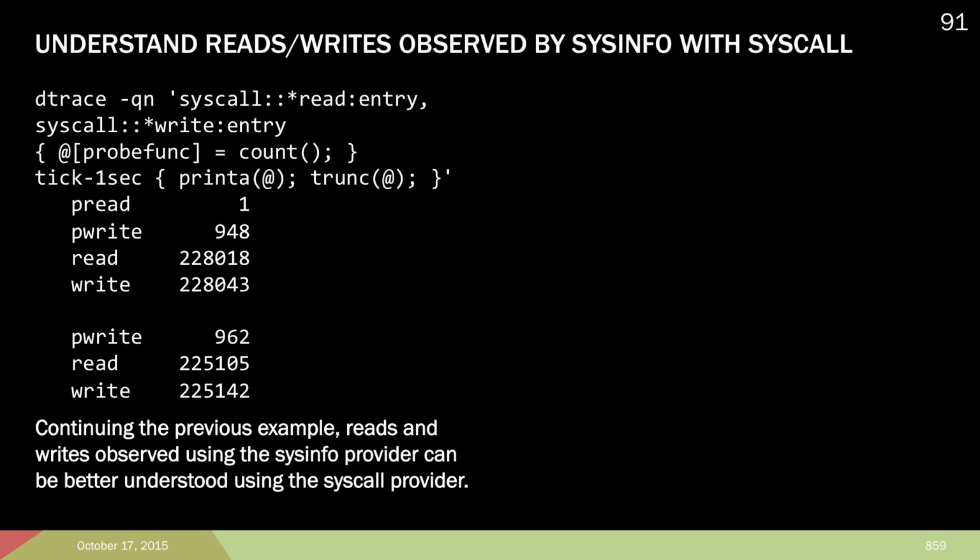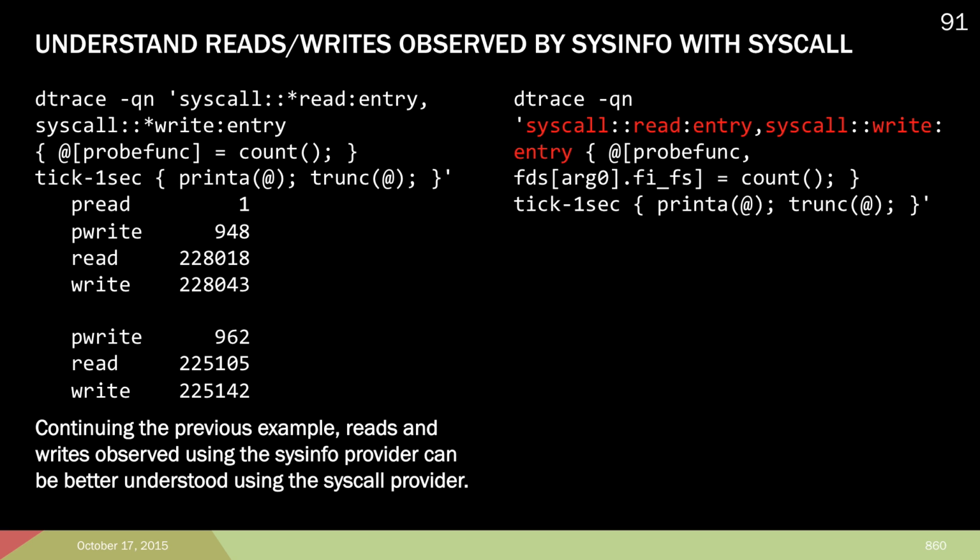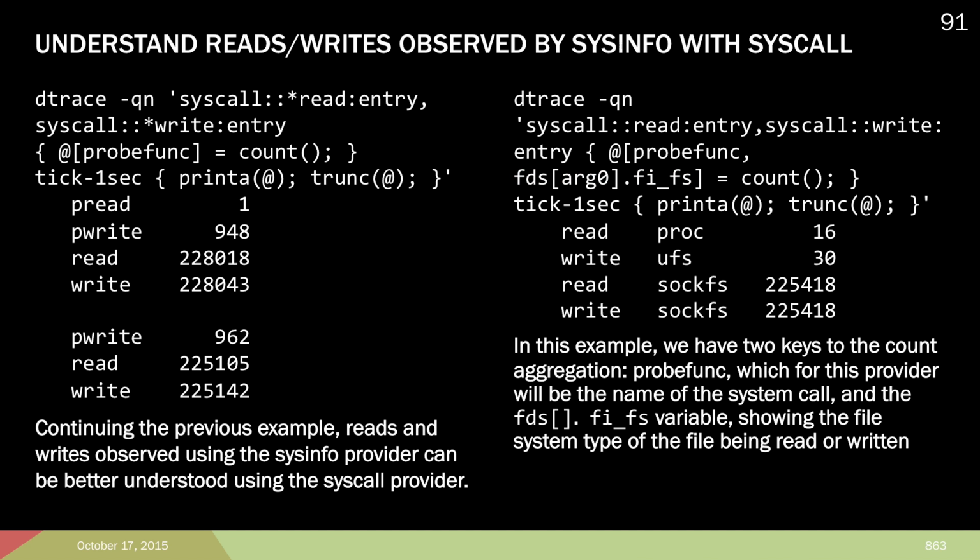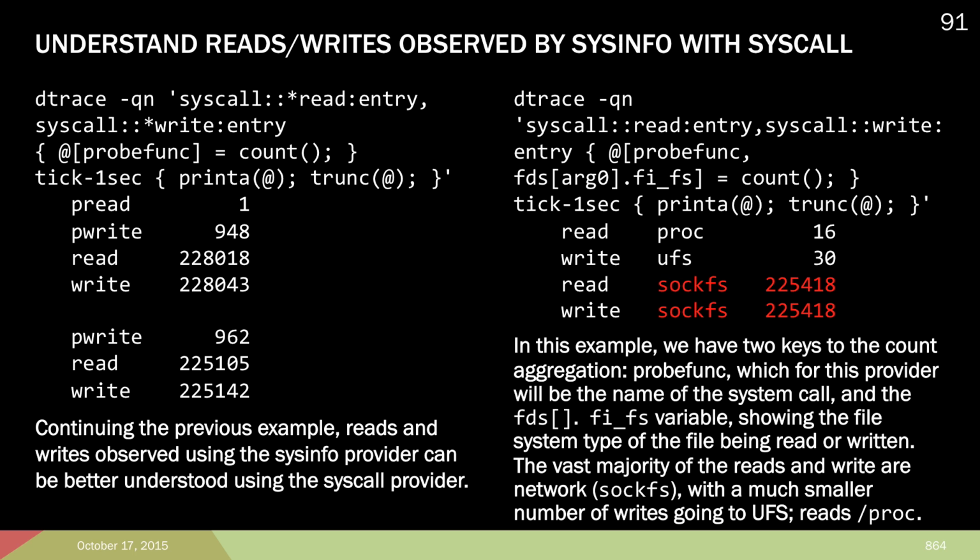Continuing with the previous example, reads and writes observed using the sysinfo provider can be better understood using the syscall provider. Reads and writes, no glob, and we're using the fds array to get file system type. The vast majority of reads and writes are network sockfs, with a much smaller number of writes going to UFS and reading /proc.